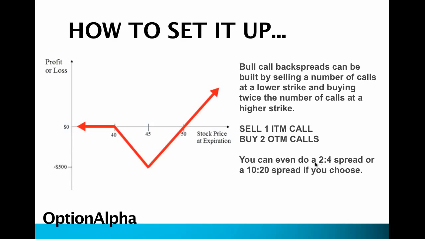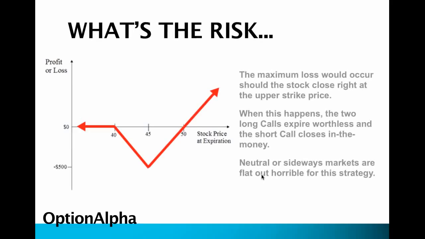So if you want to do the spread as selling 2 and buying 4, or selling 10 and buying 20, you can do that. As long as you have that 1-to-2 ratio, you should be in good shape as far as building this strategy. Well, what's the risk of the strategy?